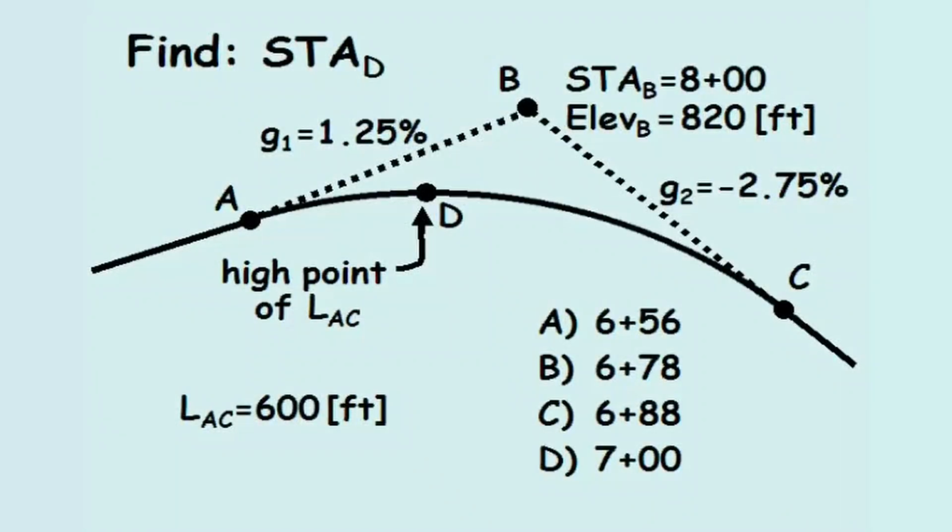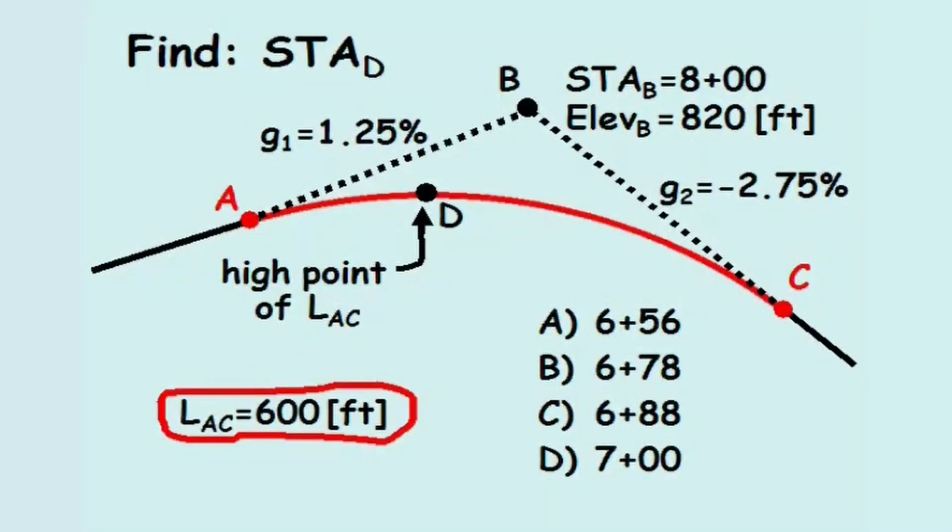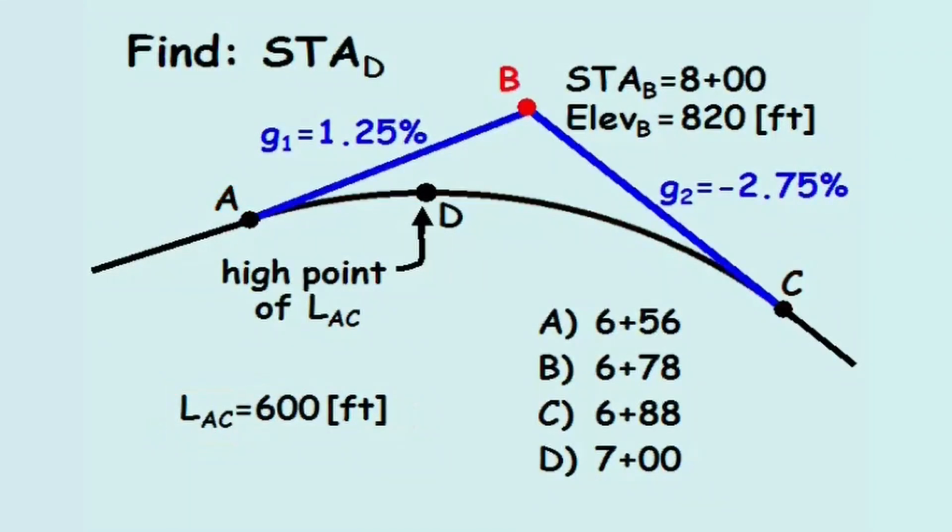Find the stationing of point D. In this problem, a crest vertical curve extends from point A to point C and has a length of 600 feet. Lines tangent to the curve at point A and point C have the respective slope values g1 and g2 and intersect at point B, where the stationing and elevation is provided.